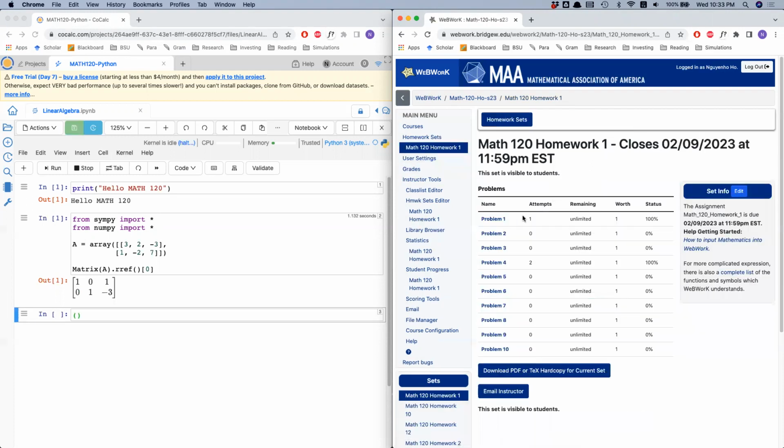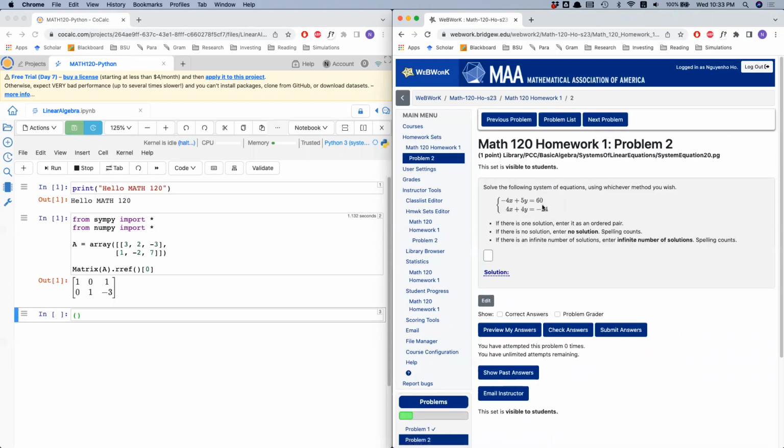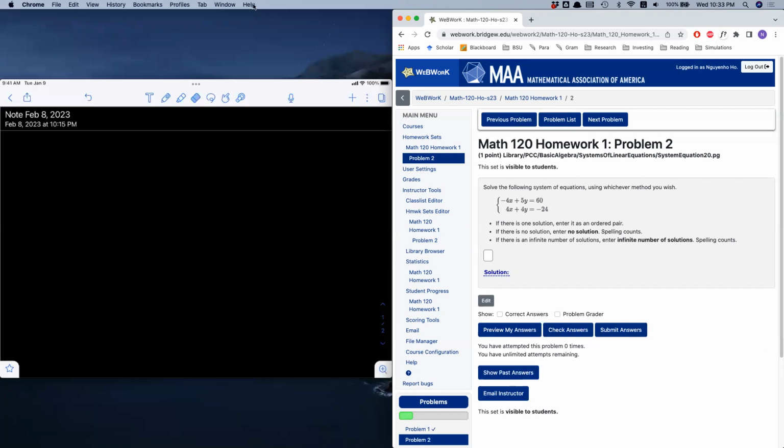Okay, moving on to the second problem. It's going to be the same thing. We're given a system of two linear equations, and we're going to modify the code. Hopefully from problem 1 you see that problem 2 is going to be very similar. So I'm just going to write the augmented matrix on the tablet, and you do your own work and modify the code so that you can obtain the solutions.